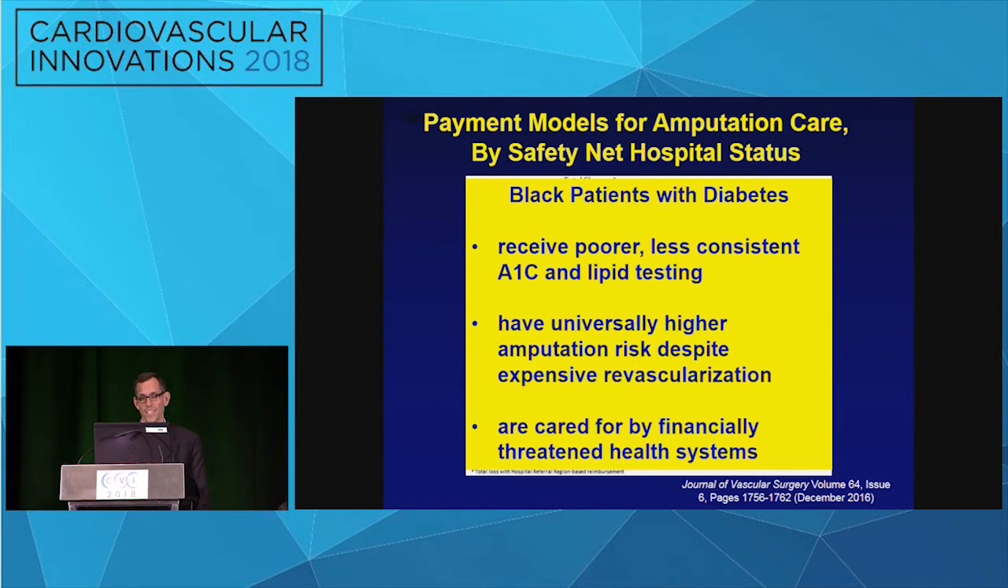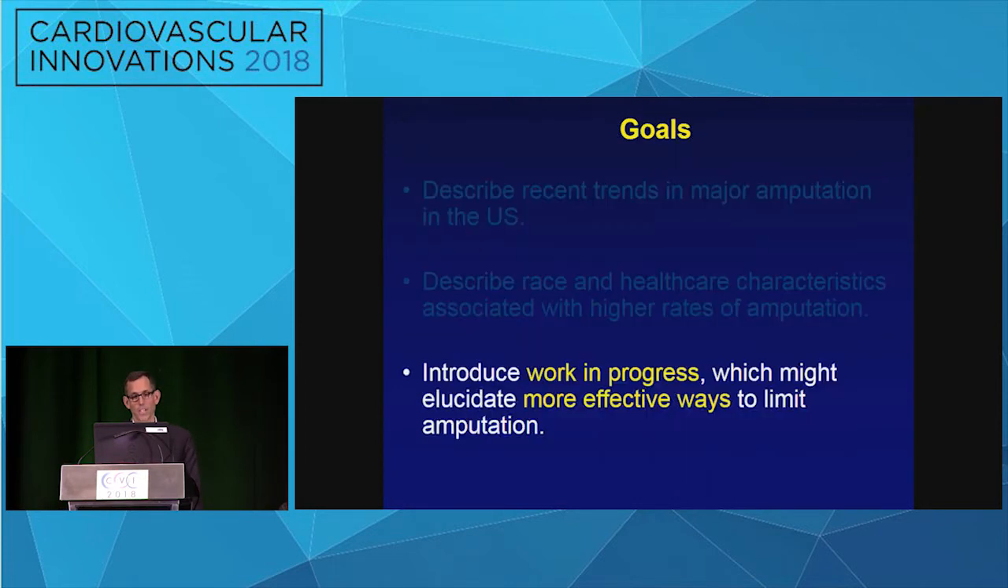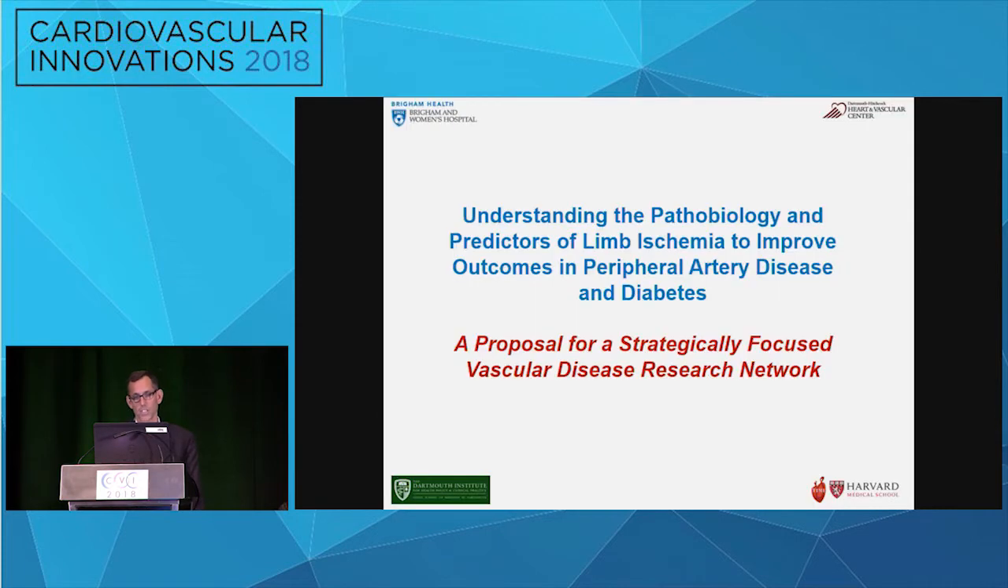So overall, it's a challenging problem. Black patients receive poor, less consistent, simple, and inexpensive medical care. They have universally higher risks of amputation despite access to expensive revascularization, and they're cared for by financially threatened healthcare systems. What are we going to do about this? That's obviously a pretty big row to hoe, as we say. We're going to start at the beginning, though, and this is how we hope we'll make at least a dent in this trouble.